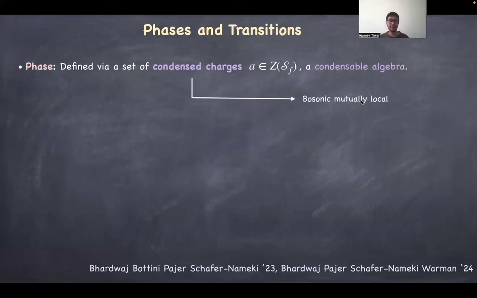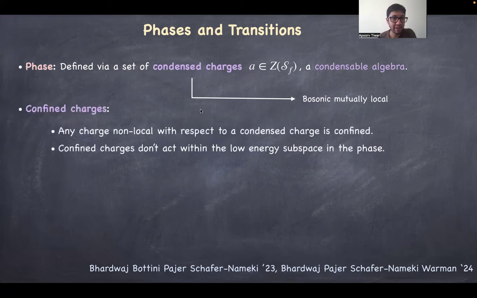So by condensed, I literally mean that in any theory, in any phase, these have a non-trivial vacuum expectation value. So they're condensed in a very conventional sense of the word. And they're bosonic because we require some kind of Lorentz invariant description of this theory. And therefore, only bosonic operators can condense. Further, they have to be mutually local because non-local operators can't simultaneously condense. So naturally, the physical requirements impose that we have to look at some condensable algebra in the Drinfeld center.